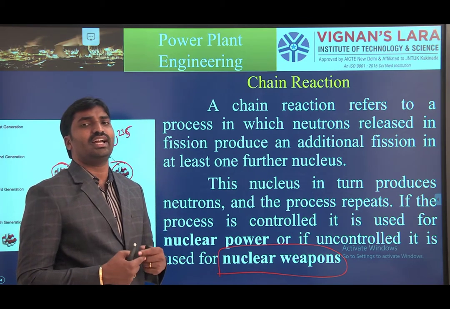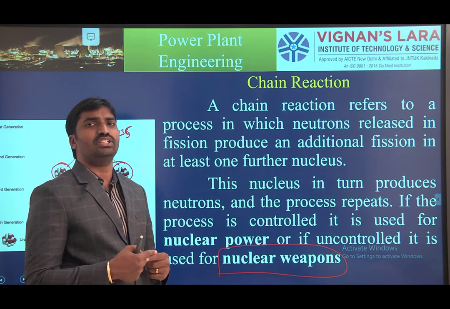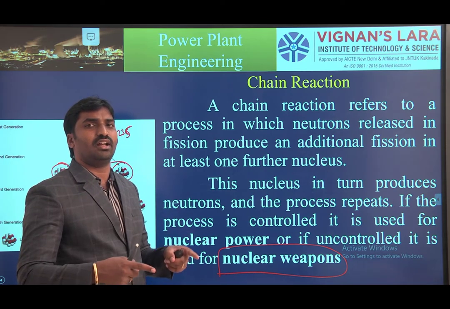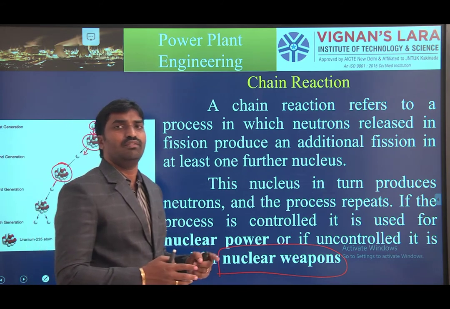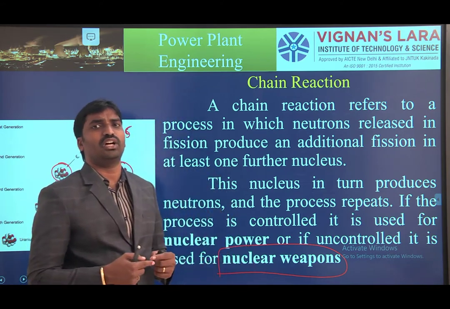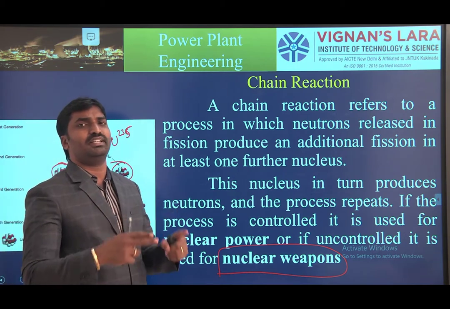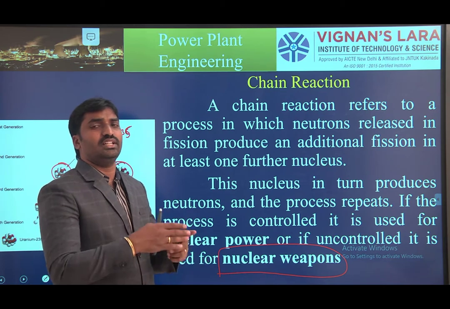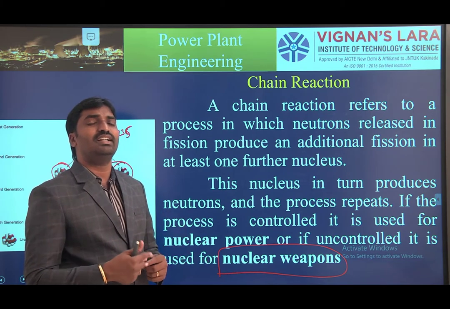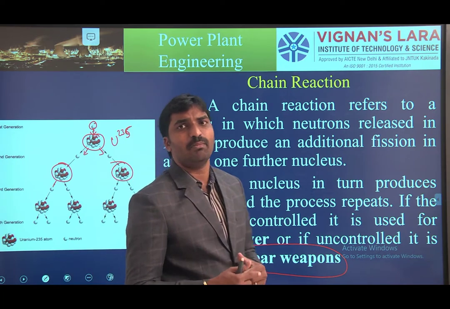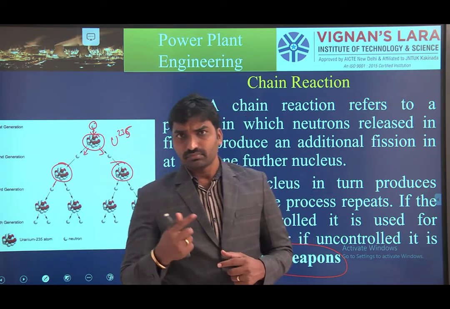Chain reaction means one neutron collides with one atom. So that atom is split into two lighter atoms. For example, if a uranium atom collides with one neutron, it splits into barium and krypton. So that continuous process goes on and it releases a large amount of heat energy. That heat energy is very important to generate the steam.